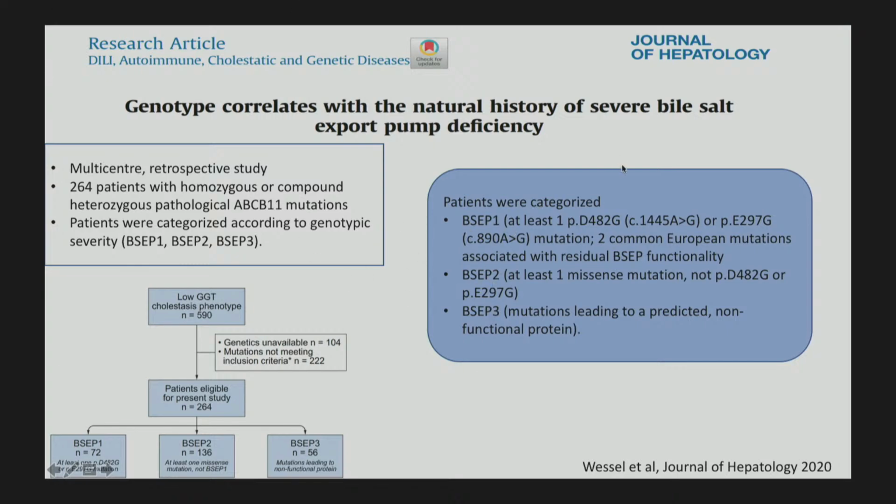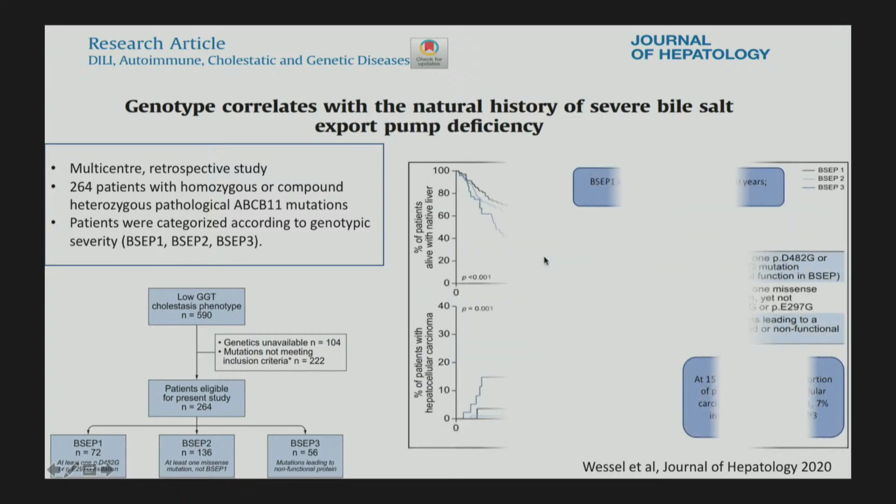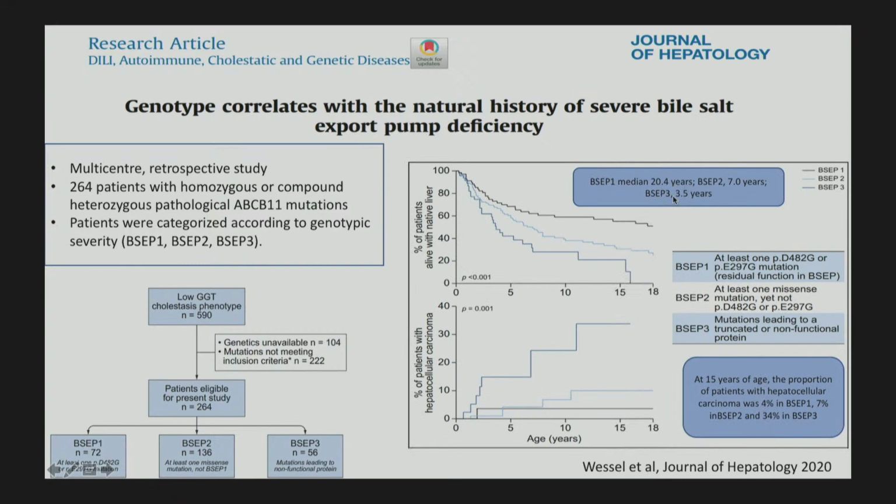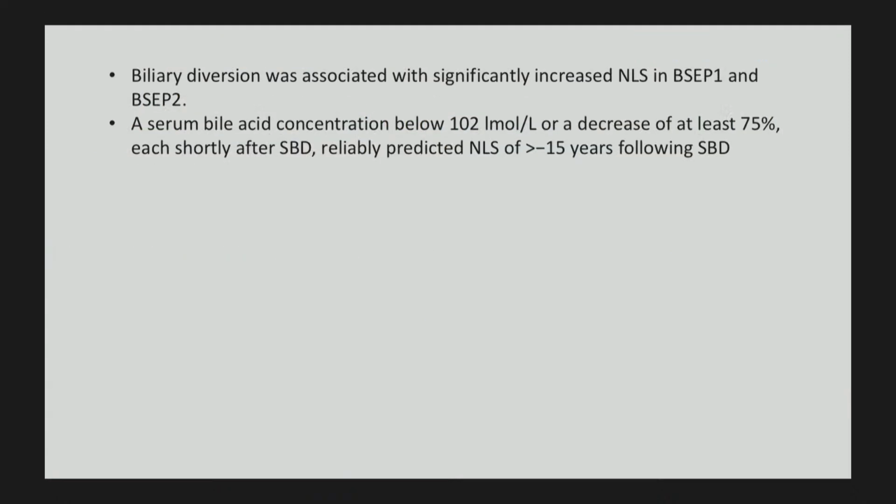They identified that BSEP type 3 is the most severe form of PFIC type 2. The median age of survival in those with BSEP type 1 is 20 years, BSEP 2 is 7, and BSEP 3 is 3 years. They also had a higher risk of hepatocellular carcinoma in those with BSEP 3, 34%, compared to only 4% in type 1. That is, in PFIC 2, genotypes with BSEP 3 are more severe, and a higher risk of HCC has been found.